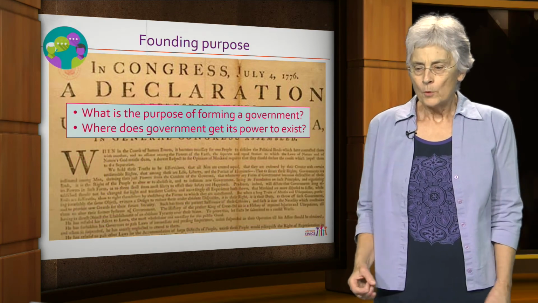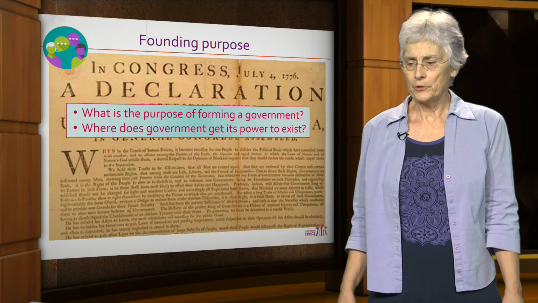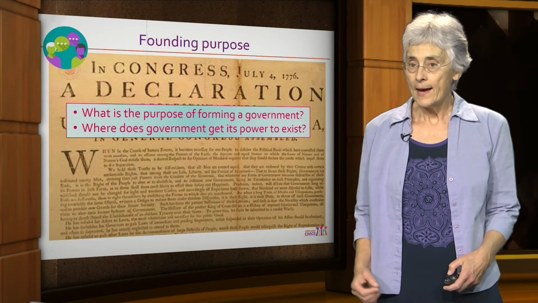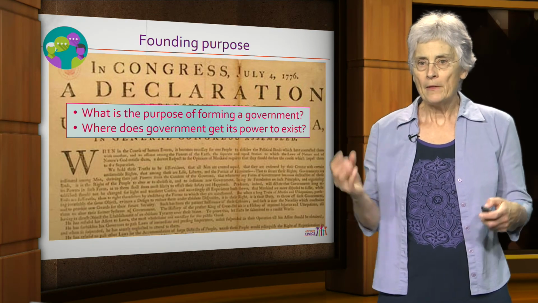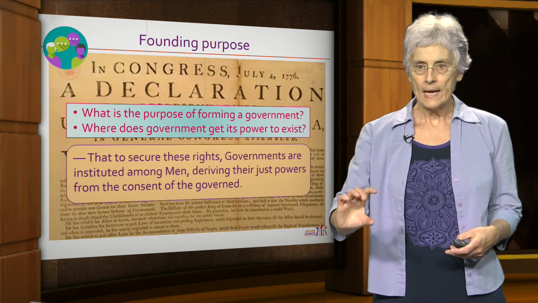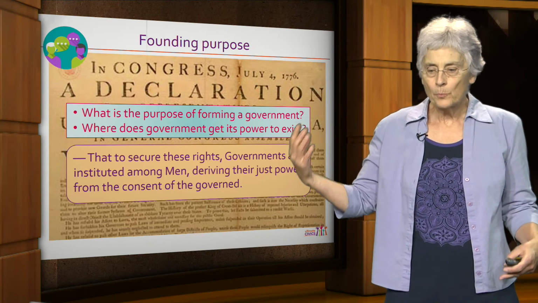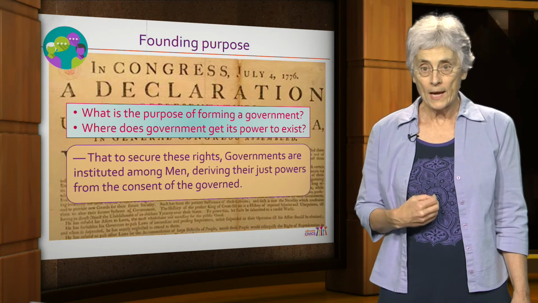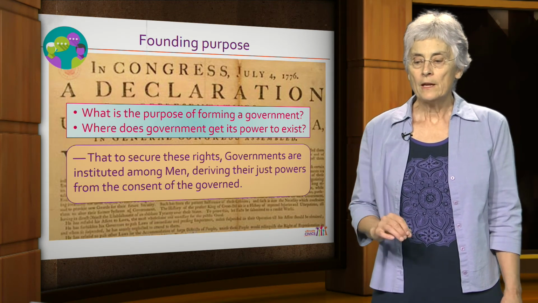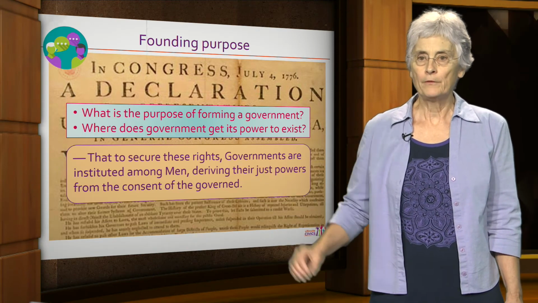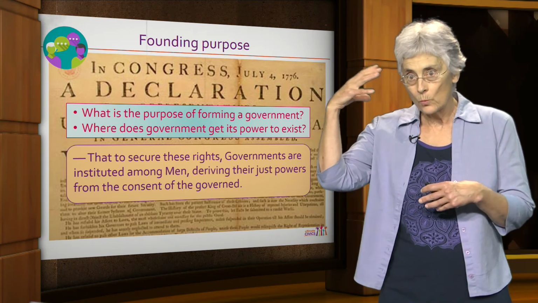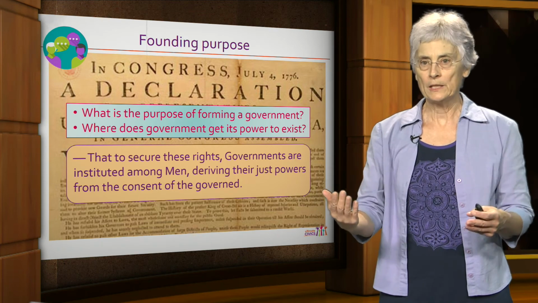So, what is the purpose of forming a government? Why did we go to all this trouble to begin with? And where does the government get its power to exist? That is also envisioned by the writers of the Declaration of Independence. And so here's another statement from the Declaration as a principle that to secure these rights, these inalienable rights, governments are instituted among men, deriving their just powers from the consent of the governed. No consent, no government. That's the way it should work. That was the way it worked as a statement of principle, okay?